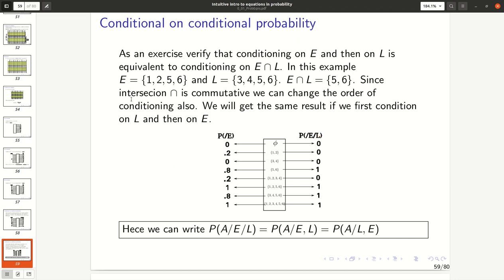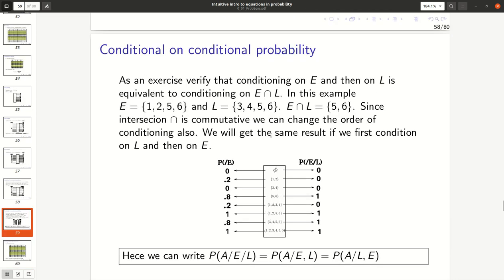Since intersection is a commutative operation, we can change the order of conditioning also. So E intersection L is equal to L intersection E. We can first condition on L and then condition on E to get the same probability distribution as here. Hence, algebraically we can write that probability of a set A conditioned on E and conditioned on L is equal to probability of A conditioned on EL or LE, so it's also equal to conditioning on the set L intersection E.